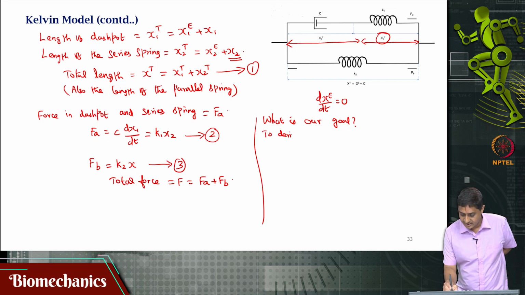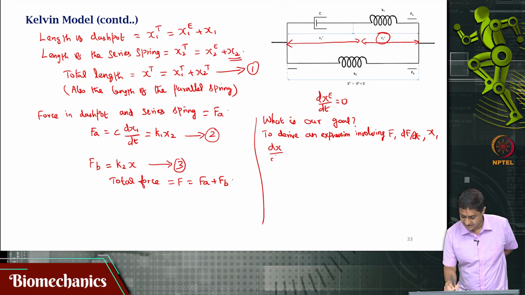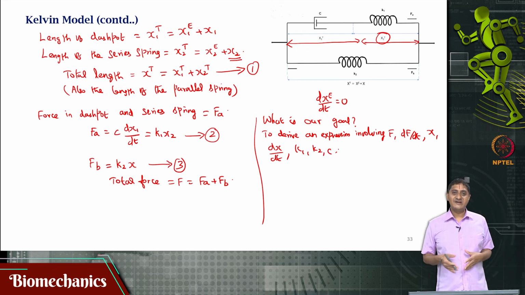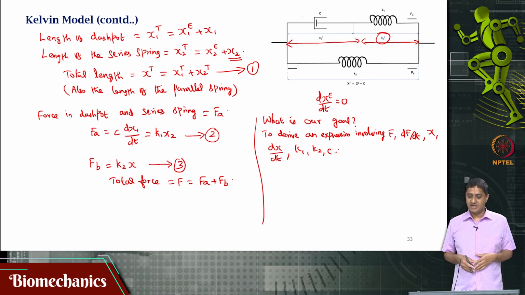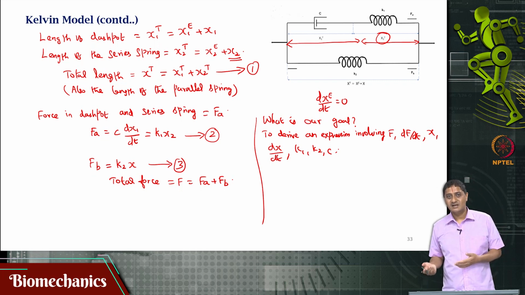To derive an expression involving F, dF by dt, x, dx by dt, k1, k2, c. To derive a relationship between the forces and deformations involving only F, dF by dt, x, dx by dt, k1, k2 and c. This is all I want.